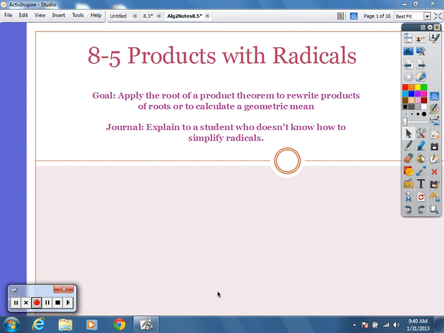Hi guys, these are your notes for section 8.5, and today we're going to talk about products with radicals. What we're going to do is apply the root of a product theorem to rewrite products of roots or to calculate a geometric mean. And here's a journal choice for you.